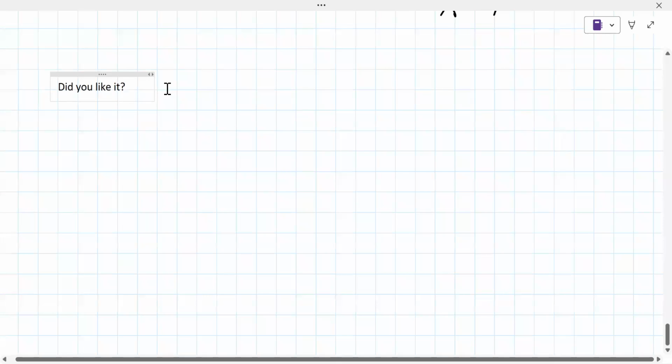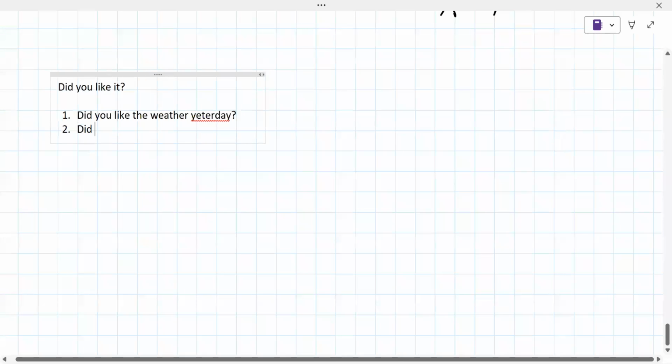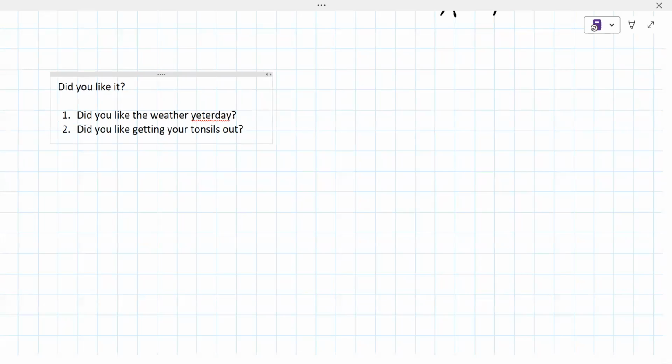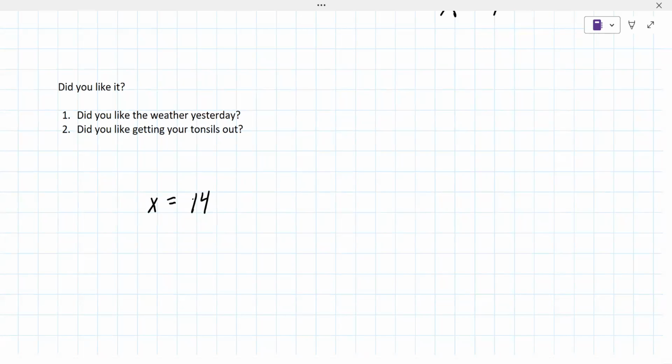We're responding to a question. But here's what I could mean. Did you like the weather yesterday? Or I could be saying, did you like getting your tonsils out? Do you see how they're very different? Yeah. What does the it refer to? I don't know. So when you write 14, I don't know what 14 refers to, but when you say x equals 14, I know that it refers to the variable. You have to give the answer with the variable.